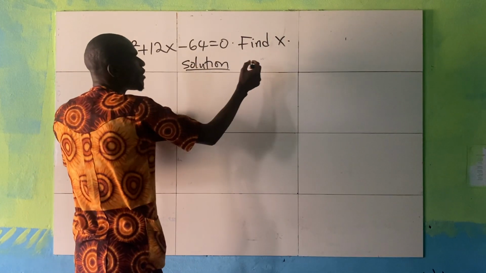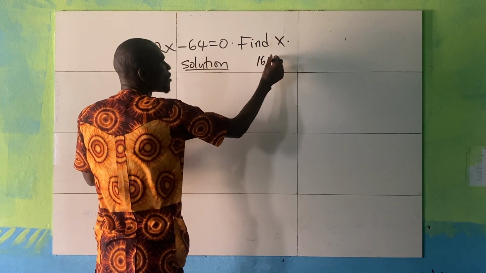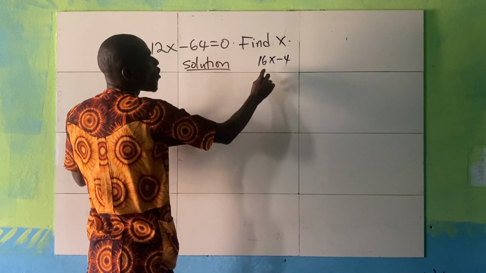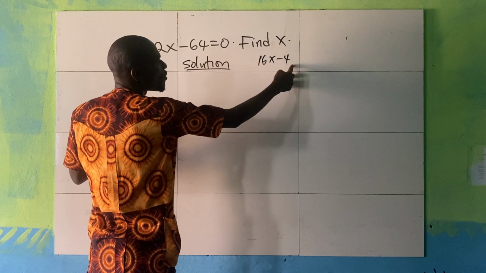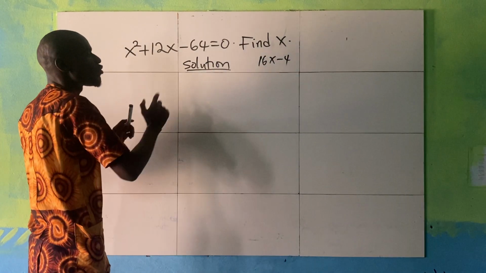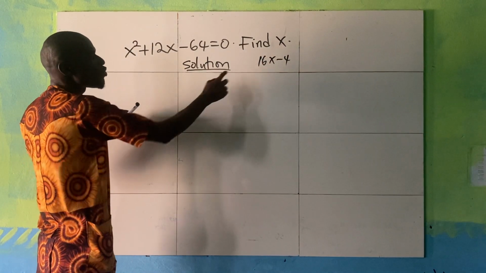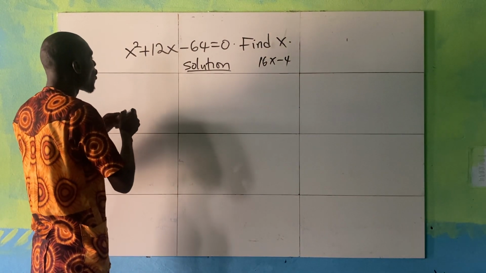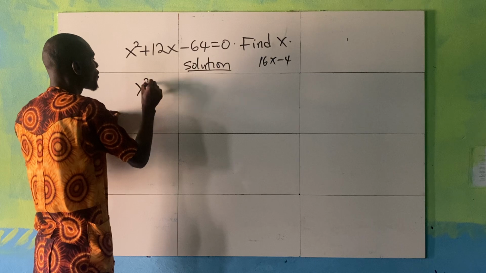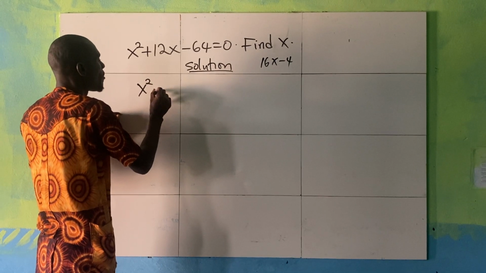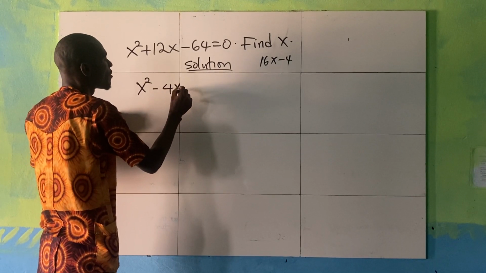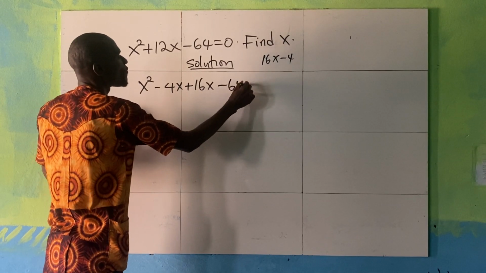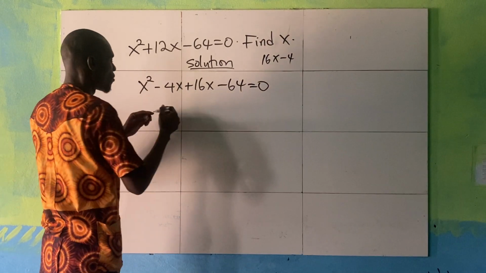So if you look very well, I know that 16 multiplied by minus 4 will give us minus 64, and 16 plus minus 4 will give us positive 12. So on that note, we are going to use these two factors to solve. x squared minus 4x plus 16x minus 64 is equal to 0.